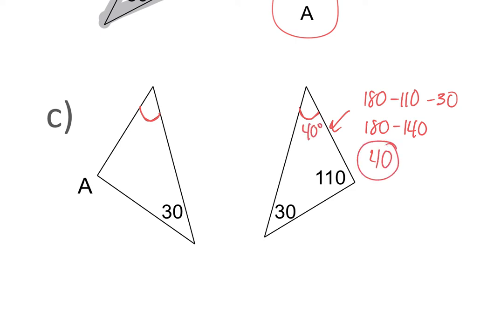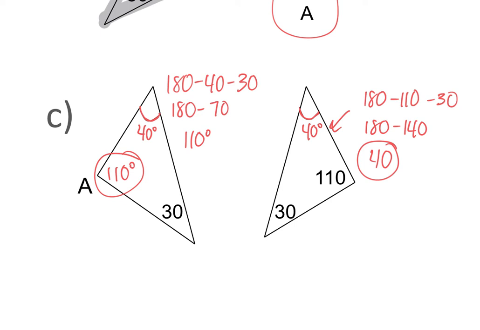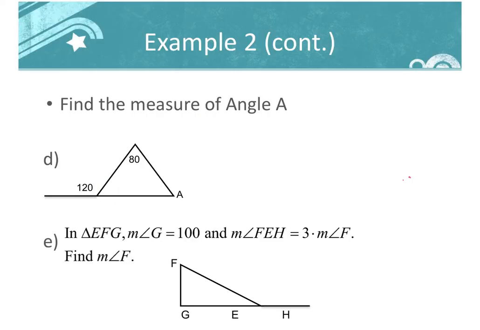Now we can go ahead and fill in this angle as 40 because we know it's going to be the same. And now we have to figure out our last angle. So we do 180 minus 40 minus 30. We're going to get 180 minus 70, which is 110 degrees. So we know, find the measure of angle A.